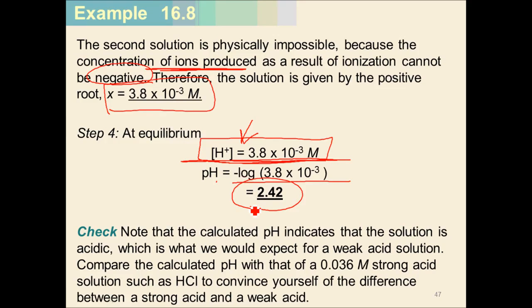Let's check. Note that the calculated pH indicates that the solution is acidic, which is what we would expect for a weak acid. Compare the calculated pH with that of 0.036 molar strong solutions, such as HCl, to convince yourself that there is a large difference between a strong and weak acid.